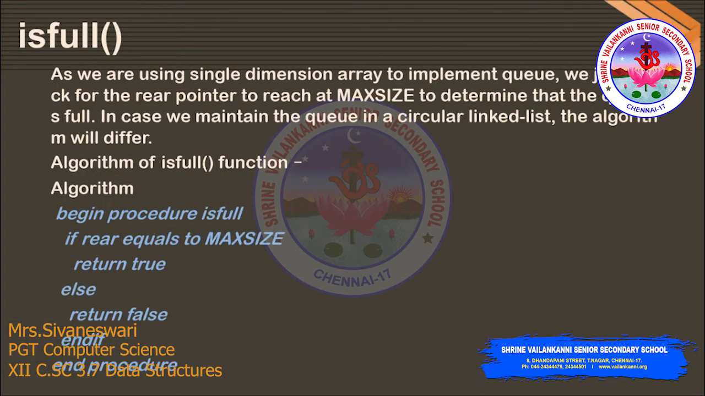Next is full. As we are using a single dimension array to implement the queue, we just check for the rear pointer to reach max size to determine that the queue is full. In case we maintain the queue in a circular linked list, the algorithm will differ. Algorithm of the is full function: begin procedure is full, if rear equals max size. Rear is the point where the element is inserted. Clear? If rear is equal to max size of the array, that tells that the queue is full. Return true. Else return false. End procedure.